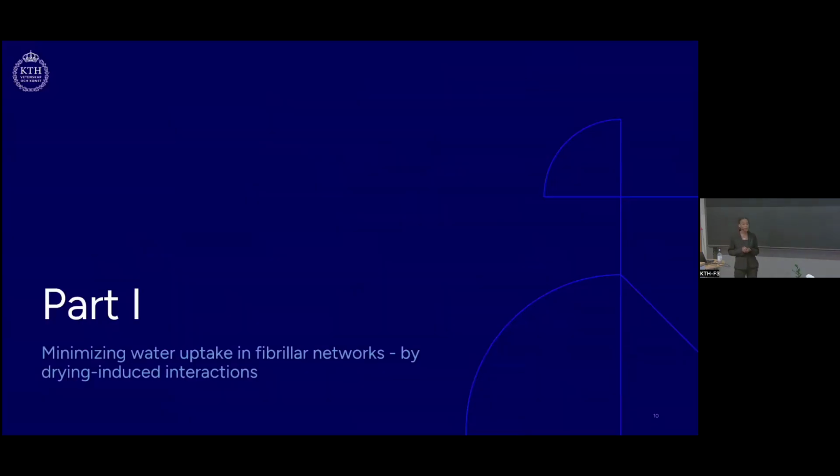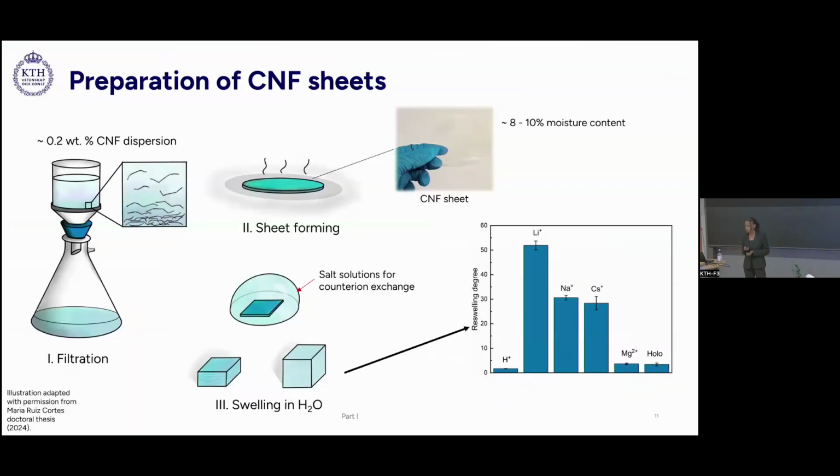So I will start by discussing part one, where we look at the interactions that lead to minimizing the water uptake in fibrillar networks. In this first project, we prepared carboxymethylated and hollow CNF sheets by vacuum filtration and hot pressing for sheet formation. The carboxymethylated sheets were then immersed in different metal salt solutions for counter-ion exchange. The resulting swelling of these sheets differed because of the presence of the different counter-ions.